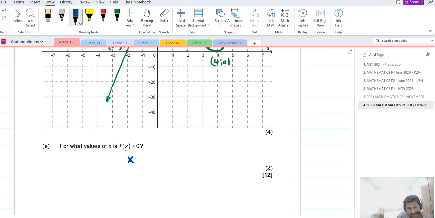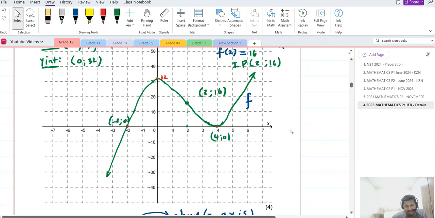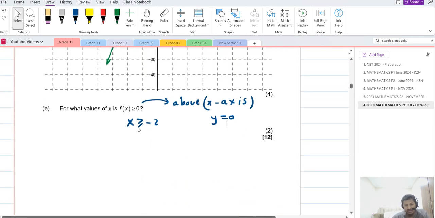X is greater than or equal to -2. This here means above the x-axis, or above the line y is equal to 0, which is the horizontal line, which is the x-axis in this case. Right, so I hope you guys understood that.